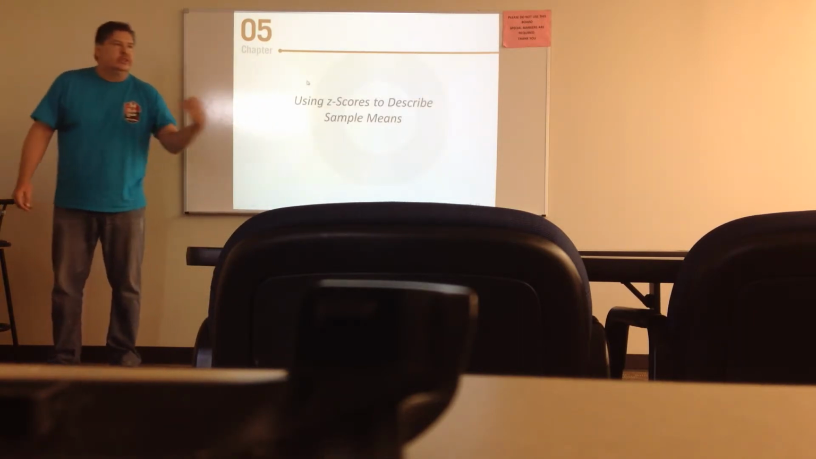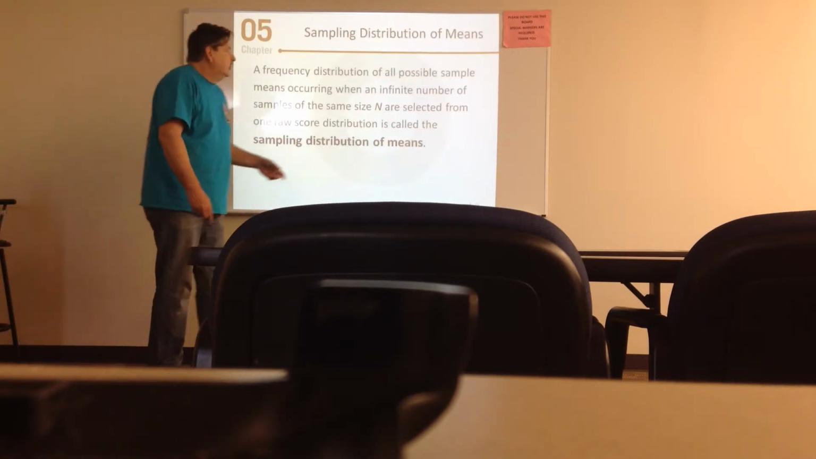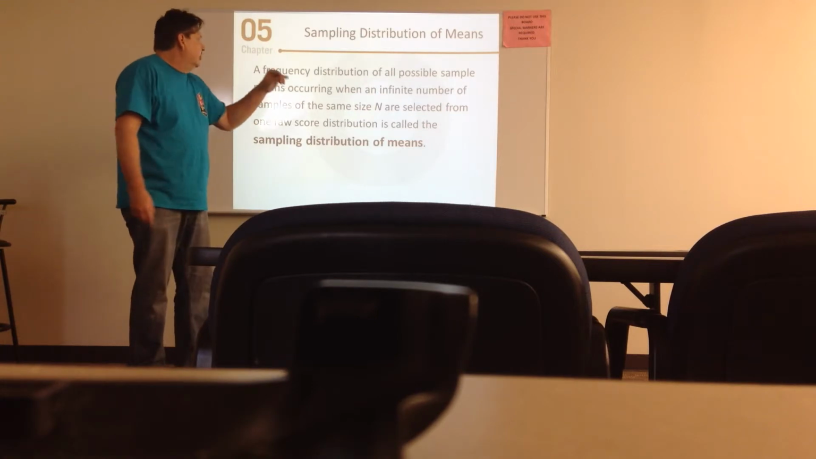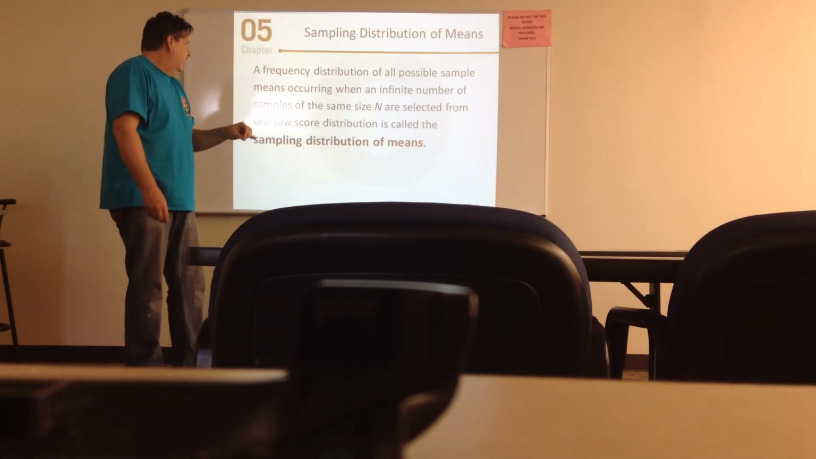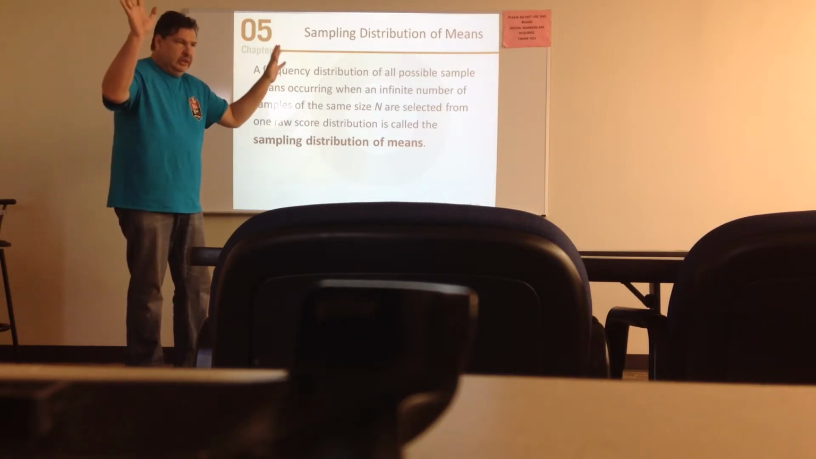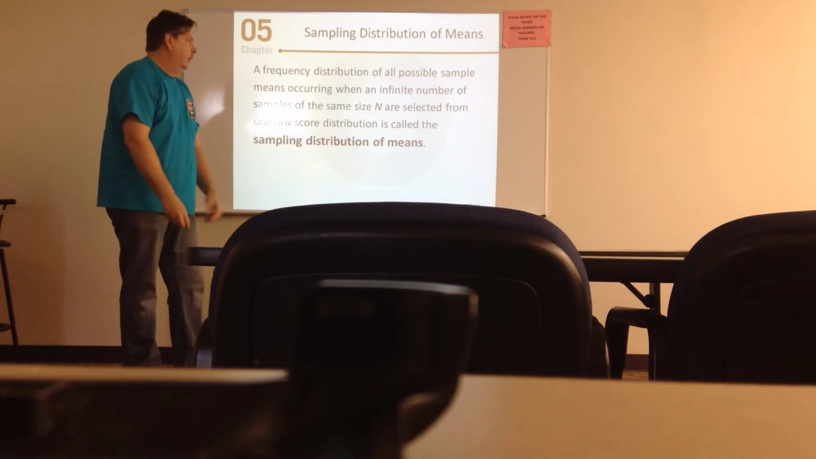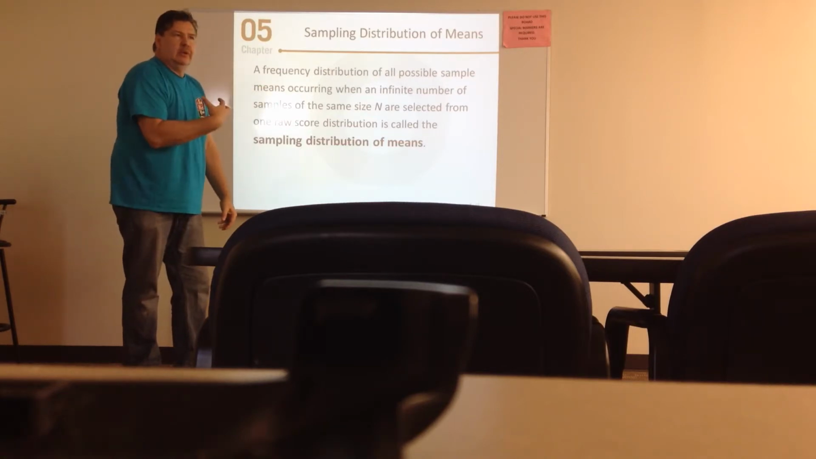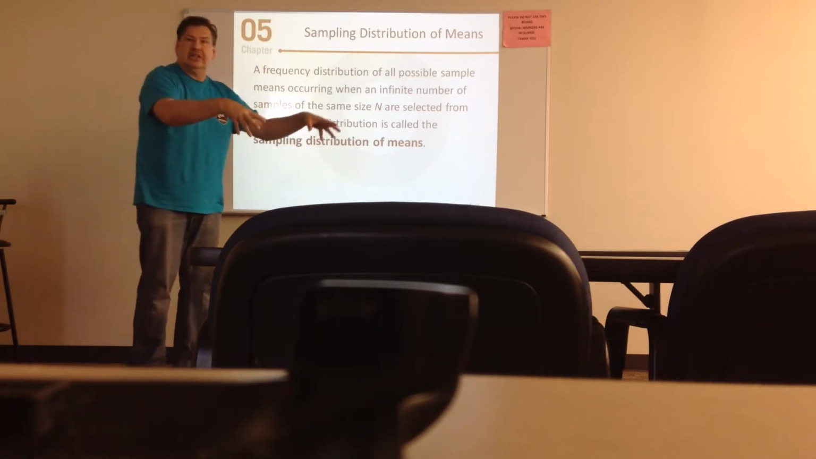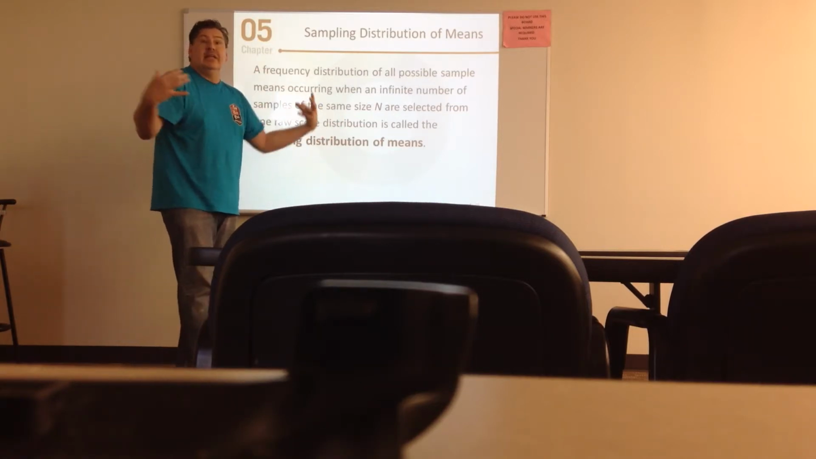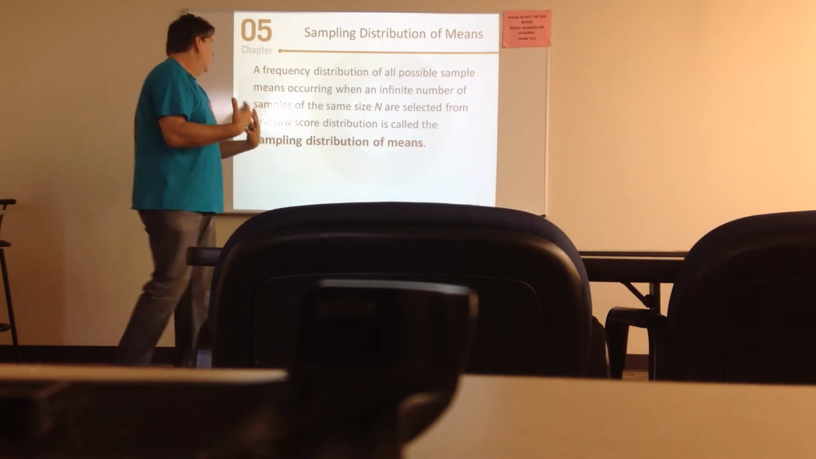Using z-scores to describe sample means. A frequency distribution of all possible sample means occurring when a sample is an infinite number of samples. That means there's samples and we know there's an infinite number. But we need a sample to generalize to a population. We know that there's a population out there, but there's no way that we can gather all the people in that population, so we have to take a sample.